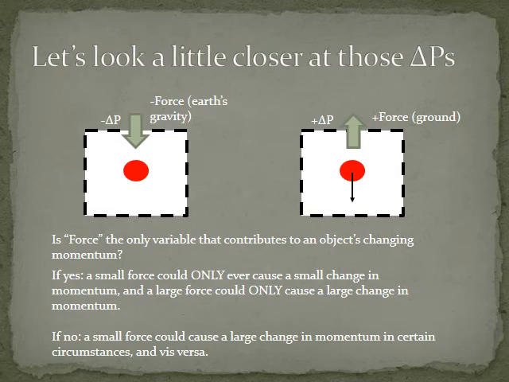If force is not the only variable that matters, then a small force could cause a large change in momentum in certain circumstances, and vice versa. This is worth just taking a couple seconds to think about. Can you guys think about any situations where a small amount of force can cause an object's momentum to change by a whole lot?